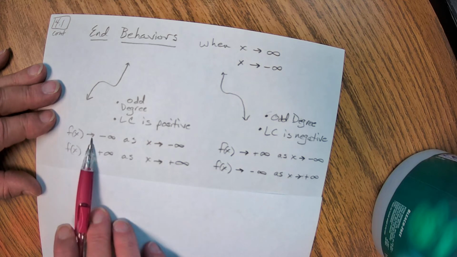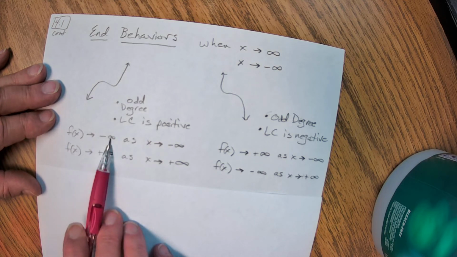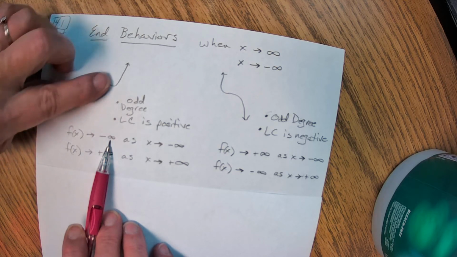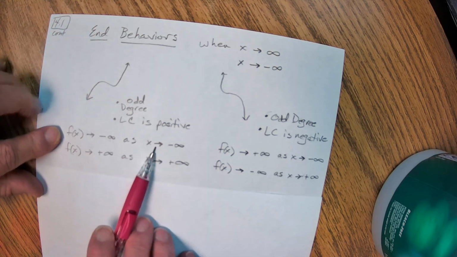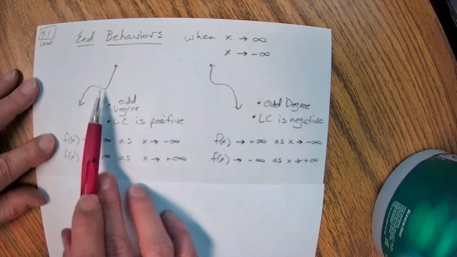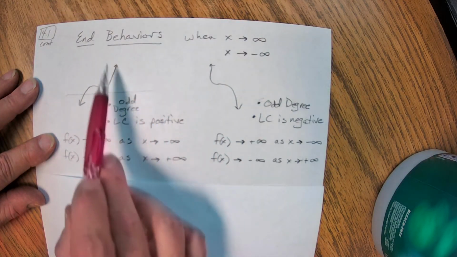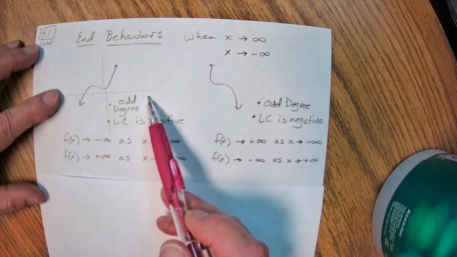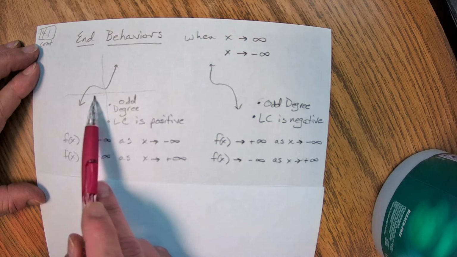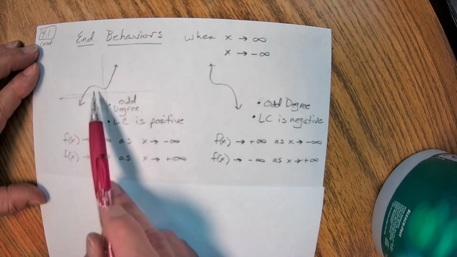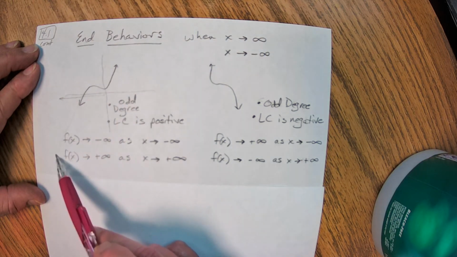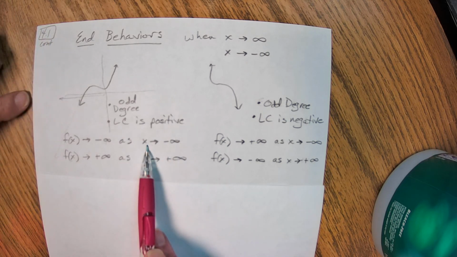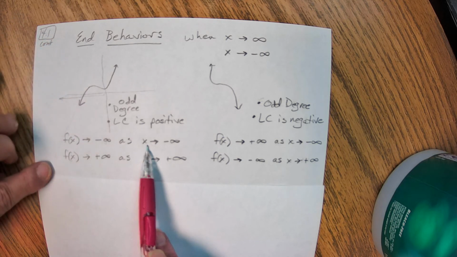As the function approaches negative infinity, which is down here, as x approaches negative infinity. So if you picture the xy axes, as x travels this way, y travels this way. So as x approaches negative infinity, so does y.